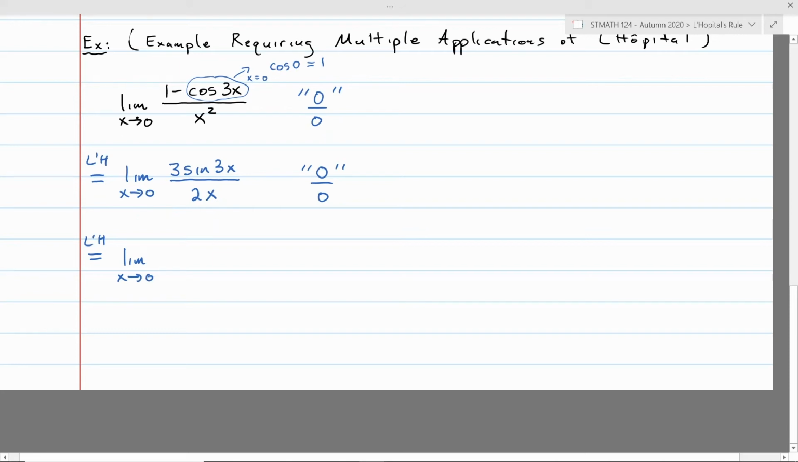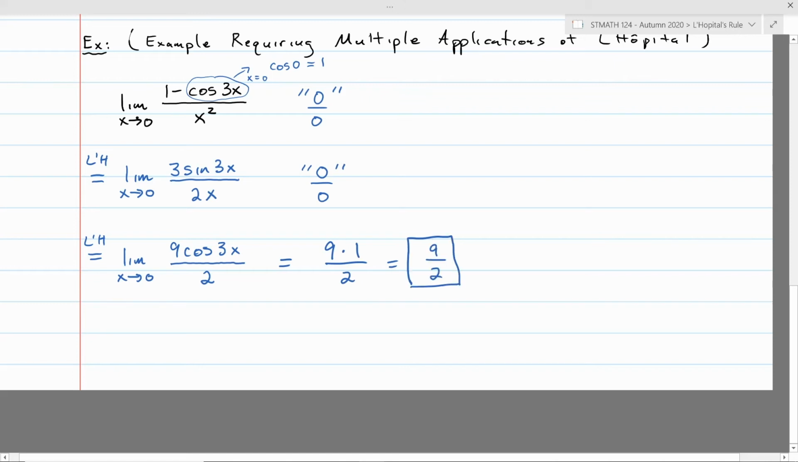Okay, now the derivative in the numerator is going to be 9 times cosine of 3x, using the chain rule again. And the derivative in the denominator is 2. And now I clearly see that I'm not going to get a 0 in the denominator. That's good. So now I can just directly substitute into this, and the limit will come out to 9 times cosine of 0. Cosine of 0 is equal to 1, so it just comes out to 9 in the numerator. And then you get 2 in the denominator, so 9/2 is the answer.